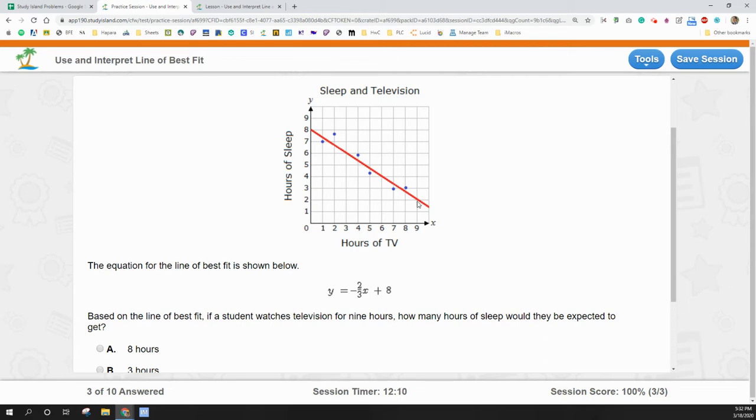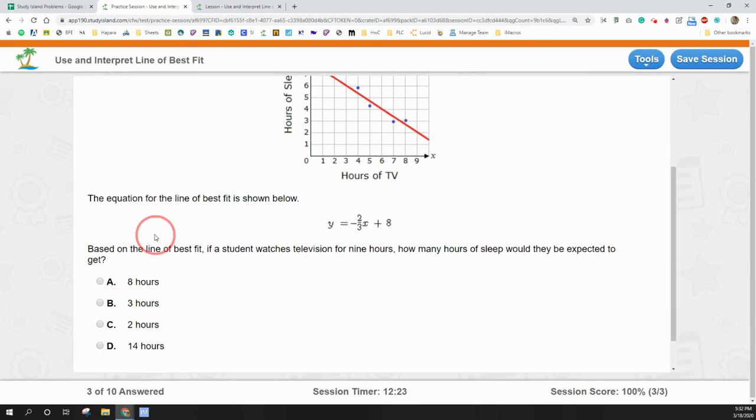So according to this, someone who watches 9 hours of TV is expected to get 2 hours of sleep. I think I just said that backwards. Somebody who gets 9 hours of television watching in gets 2 hours of sleep. So someone who watches TV for 9 hours gets 2 hours of sleep.